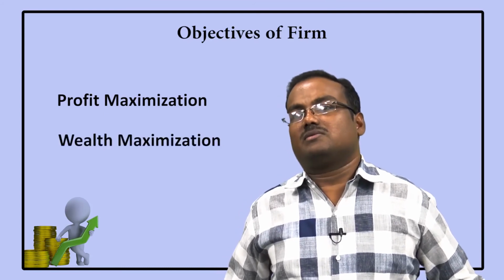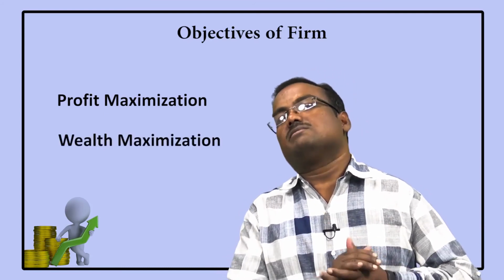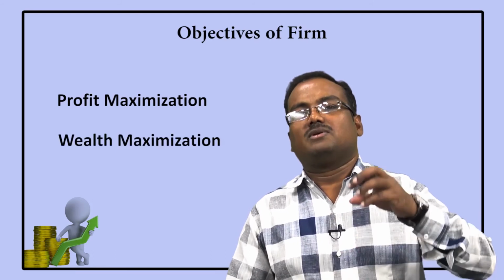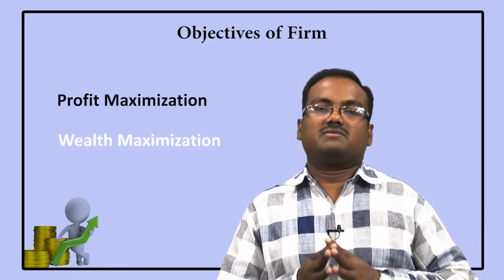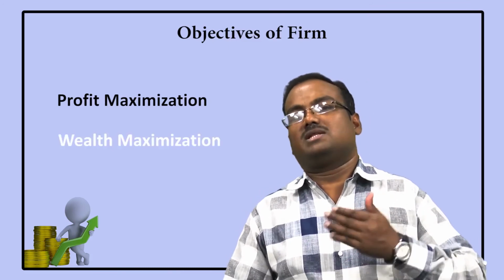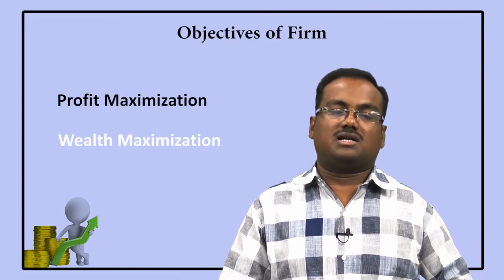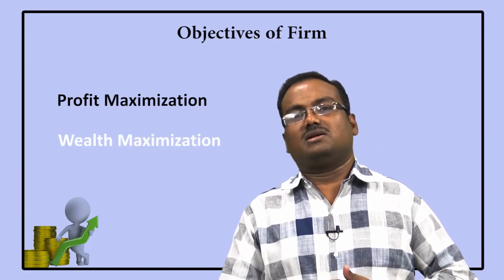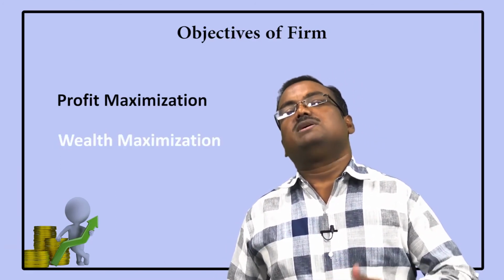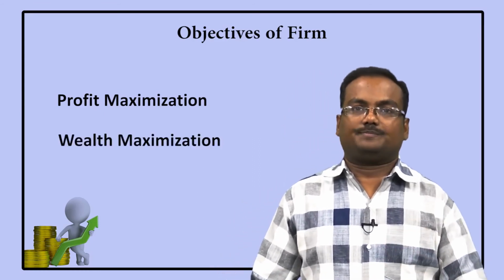How can net present value be calculated? The net present value is calculated as the cash inflow minus the initial investment. If the net present value is positive, our wealth is maximized, and if the NPV is negative, then our wealth is not maximized. That means we have to invest only in those areas where our NPV is positive.